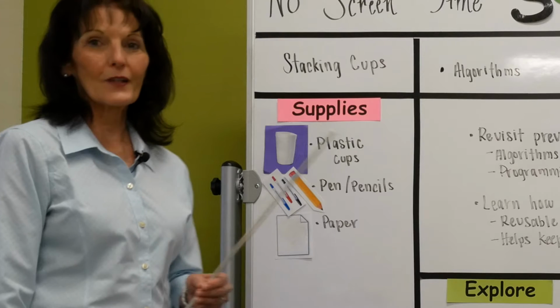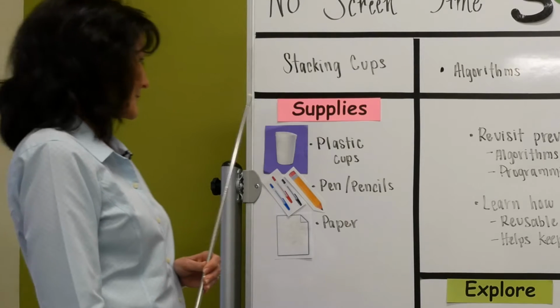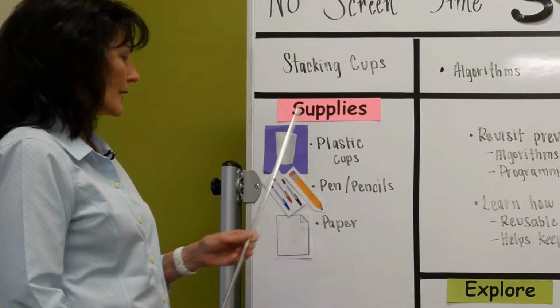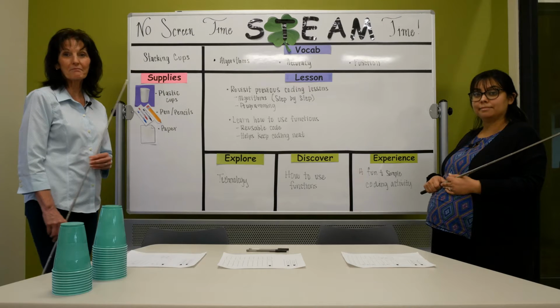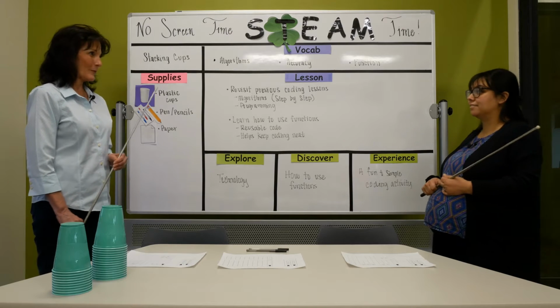Okay, so the supplies you'll need for today's activity are plastic cups, pen or pencils, and paper. That's it. All right, you ready? I'm ready. Let's go.